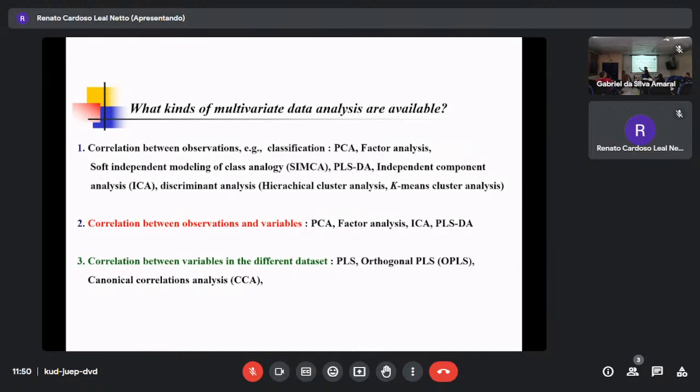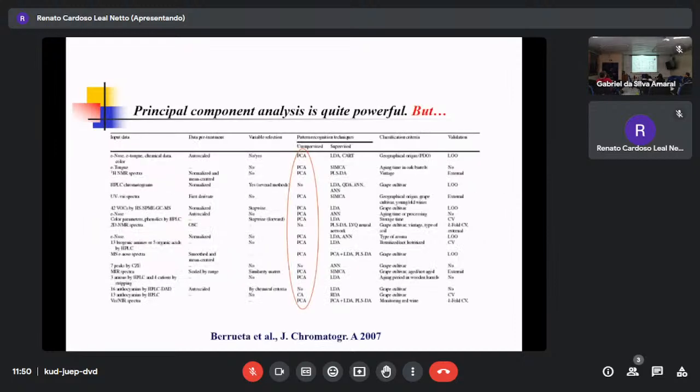Activity. Then which signal is related to which activity? That is nice. So that's why you have to think about what the goal is. Correlation between observation and variable. Correlation between variables. This is a very important one. And as I mentioned, unsupervised methods are a pitch day, but supervised methods, a lot.